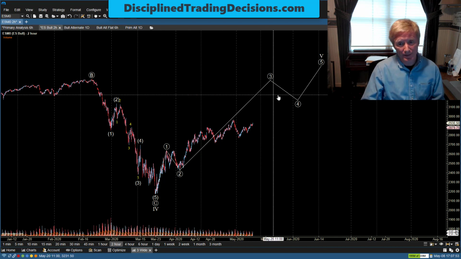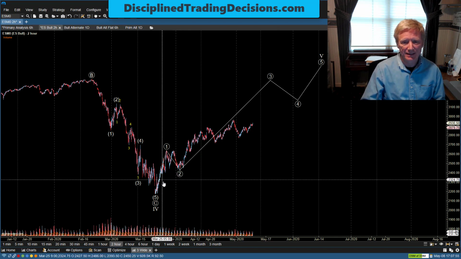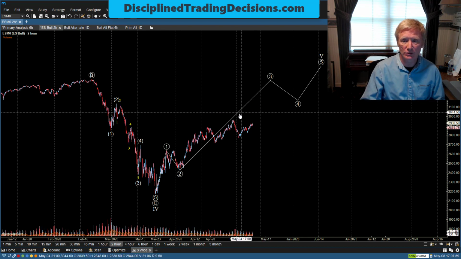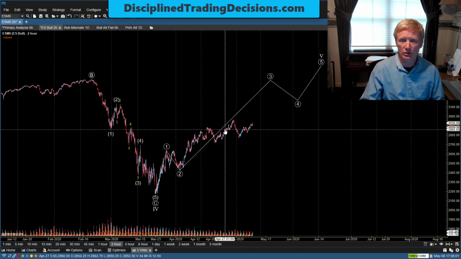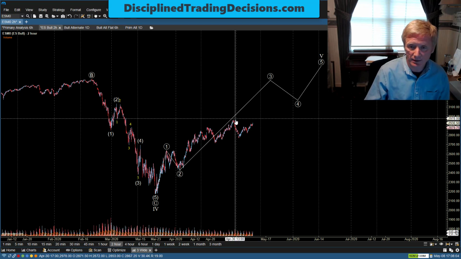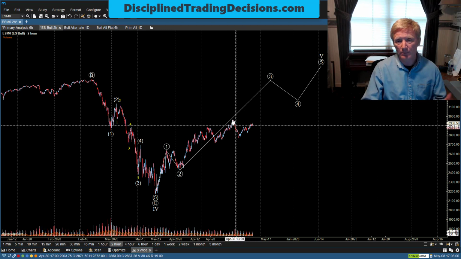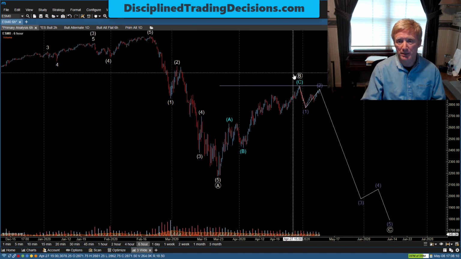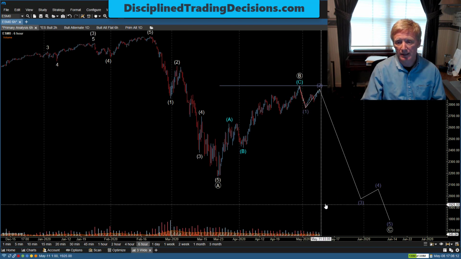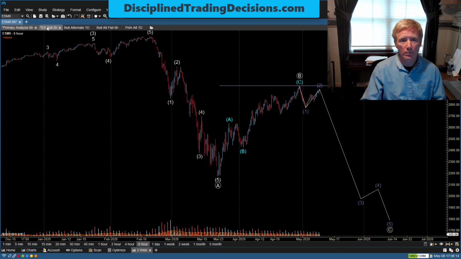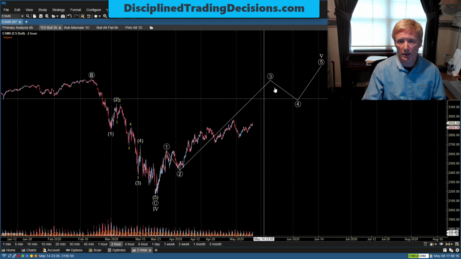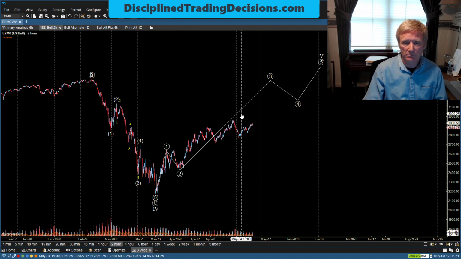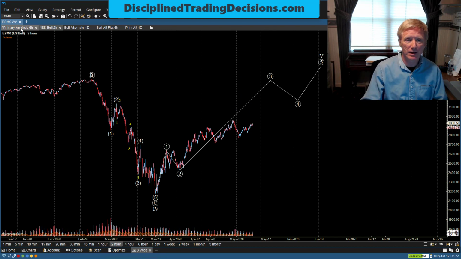So my problem with this count is that this wave 3 does not look very impulsive. Really, it should be cranking up here. And so I thought that this week was going to be the week to tell if this B wave is over and we're going into this down move, or are we continuing up in the third wave? Well, the market doesn't play by my rules and by my timing.